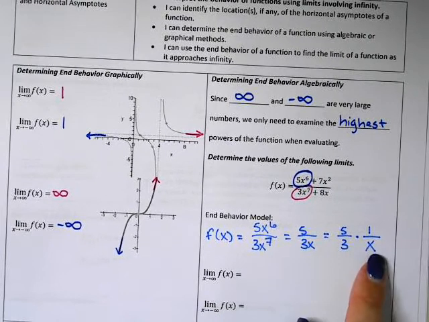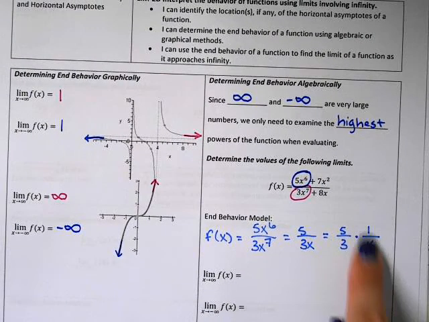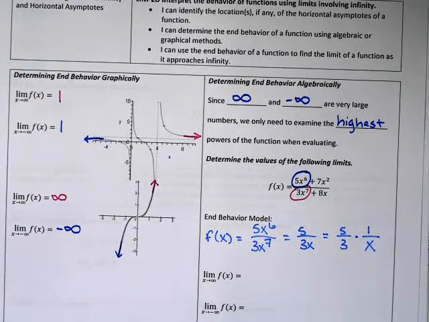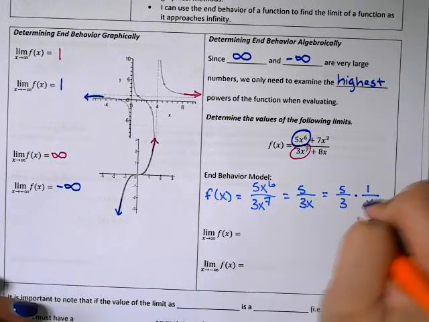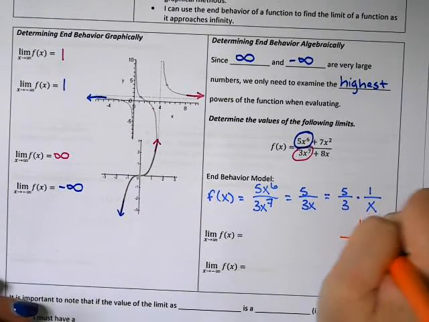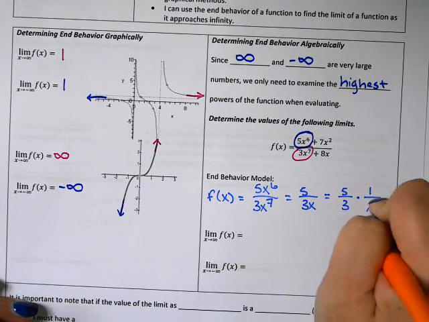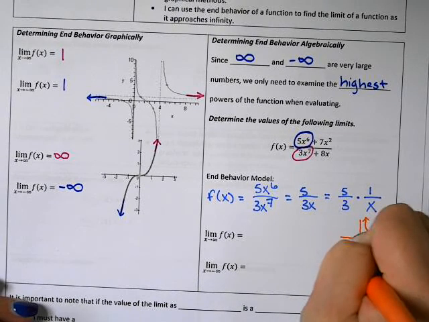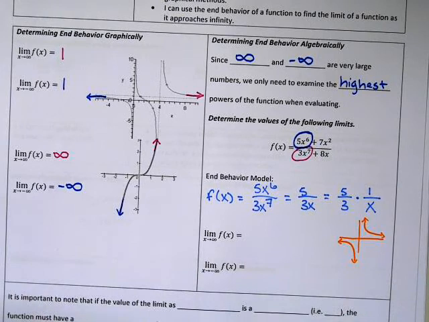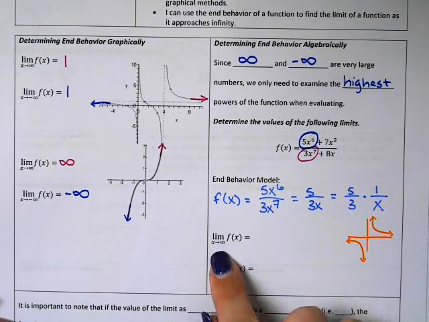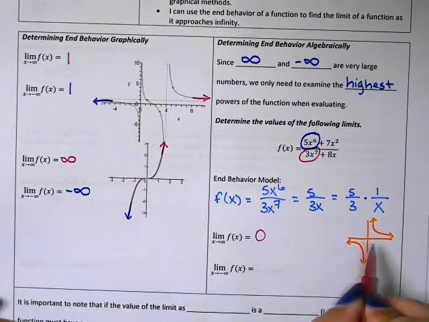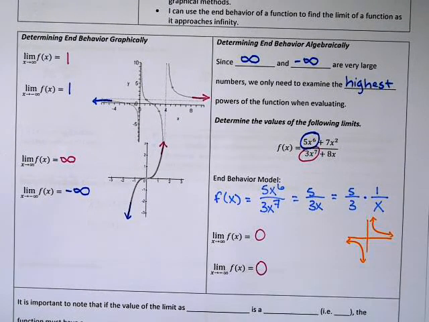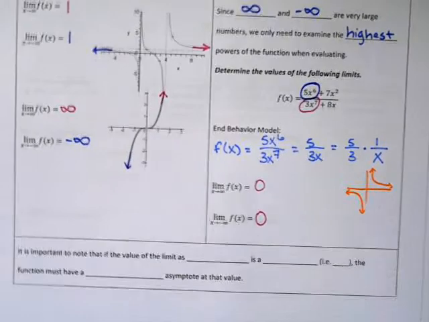And the reason I'm going to do that is because I know what the end behavior of 1 over x looks like. I know in my head, even with this 5/3 in front here, I still know what this graph looks like. This is my inverse function, and I've got a branch here, and I've got a branch here. So I know then that the limit as x approaches infinity is this horizontal asymptote, which is 0. And same thing when x approaches negative infinity, my overall limit is going to be 0 because that's my horizontal asymptote.